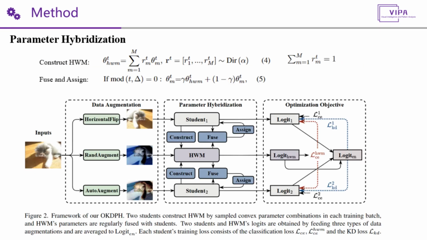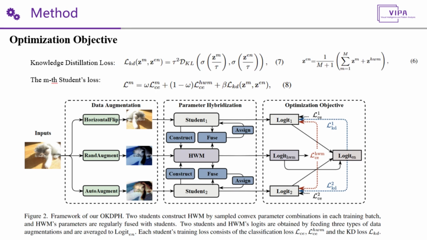Two students construct HWM by sampled convex parameter combinations in each training batch, and HWM's parameters are regularly fused with students. Two students' and HWM's logits are obtained by feeding three types of data augmentations. As for the optimization objective, we first synthesize knowledge in various scenarios by averaging the logits of each model. Then, the holistic knowledge of the ensemble logits is further distilled into each student model by KL divergence.